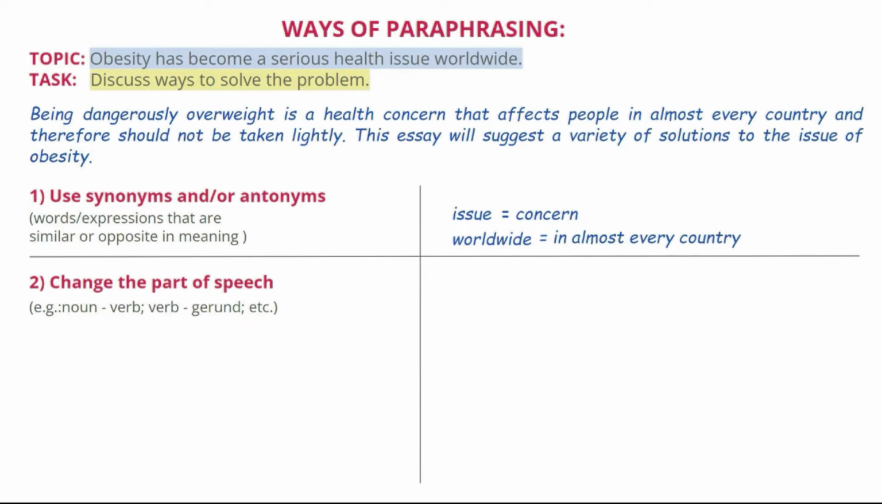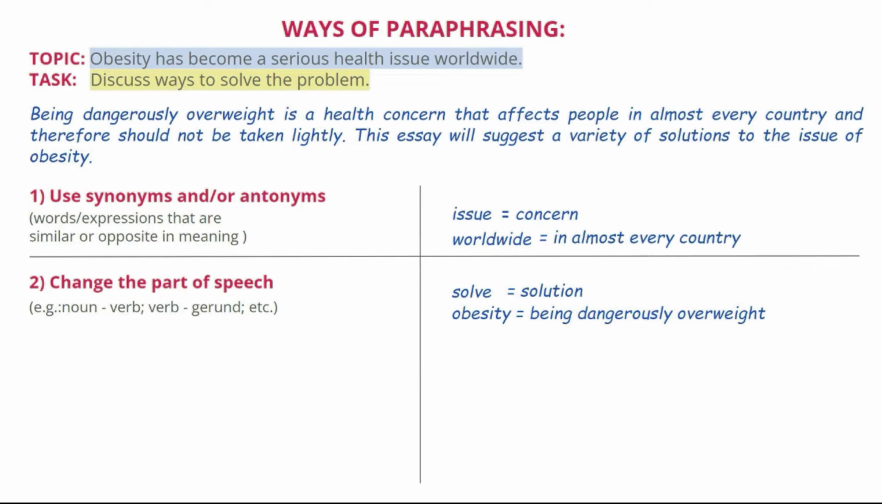In the task of the prompt, we have the verb solve, to solve. And in my introduction, I replaced it with the noun solutions. So solve can be replaced with solutions. Another example is the noun obesity, which you can see at the beginning of the prompt, which I changed into actually a whole phrase with a gerund, being dangerously overweight. So I used here a gerundial phrase actually to replace one noun. Let's put it in the examples and move on.